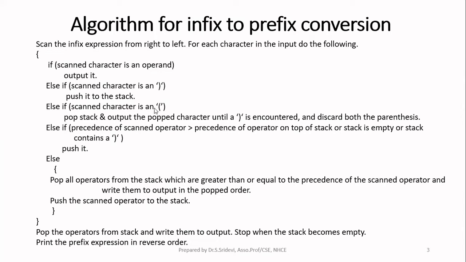If the scan character is an opening parenthesis, then you have to pop the content from the stack. And whenever you pop a character, you have to output the popped character until a corresponding closing parenthesis is encountered. And while you are doing this, you have to discard both the parentheses. Don't write anything in the output. Else, you are going to check the precedence now because your scan character is not an operand, it is not a parenthesis, so it is an operator only.